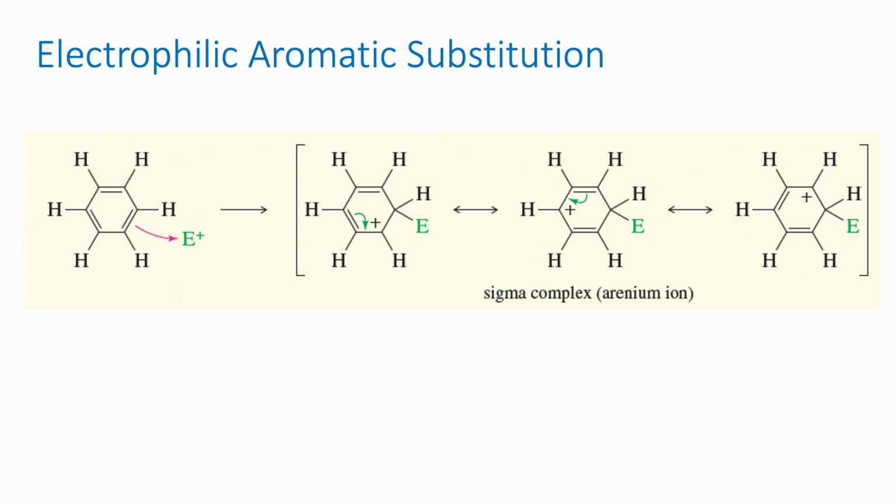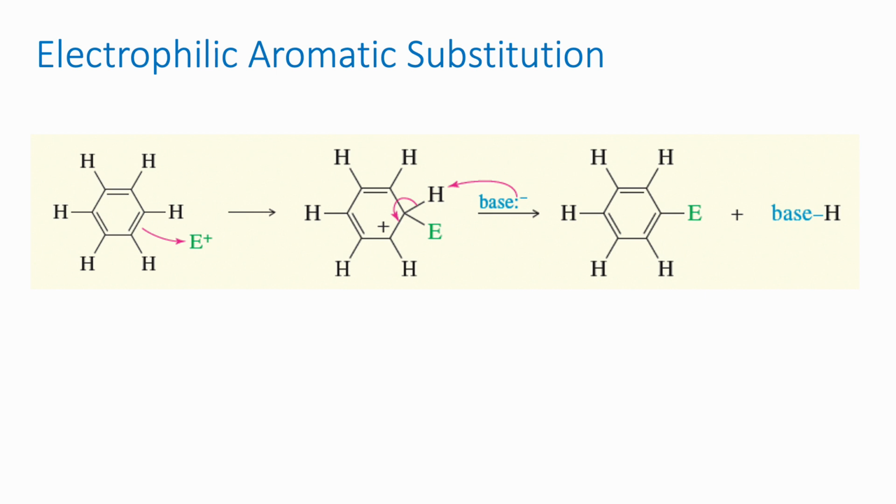Now, it's not aromatic or anti-aromatic. This resonance structure, this sigma complex, is non-aromatic. And it's non-aromatic because that atom that is bonded to E and H is sp3 hybridized. So once it grabs that E, it no longer has a p orbital, that atom, and so it is no longer an aromatic or anti-aromatic group. It's non-aromatic at that point.